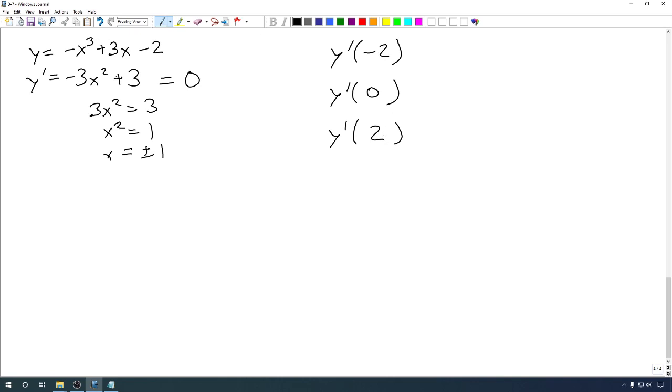If I plug those into my derivative formula, negative 2 squared is a 4. Negative 3 times 4 gives me a negative 12. But I need to add 3 to that to get a negative 9. In fact, we're going to get the same result for 2 because the square got rid of the negative anyways. We get negative 12 plus 3 to get a negative 9. When I plug in 0, on the other hand, this term goes away and we're left with the 3. So we have negative for the intervals that go off to infinity, but we have a positive for the middle interval.